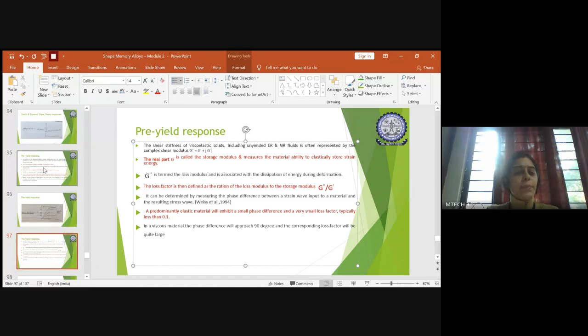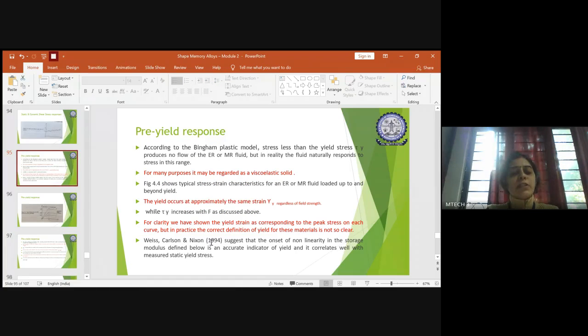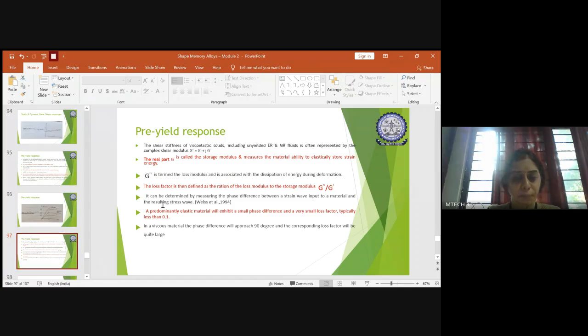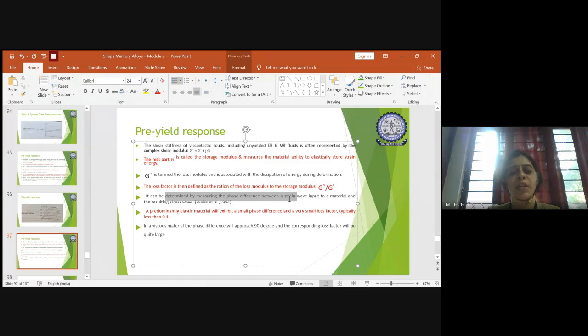We are explaining the same paper which was declared by these researchers in 1994. They determined that it can be found by measuring the phase difference between a strain wave input to a material. So what does it mean here? The loss factor, shown as G double dash to G dash, they disclosed can be evaluated by the stress wave. They determined it by measuring the phase difference between the strain wave input to a material.